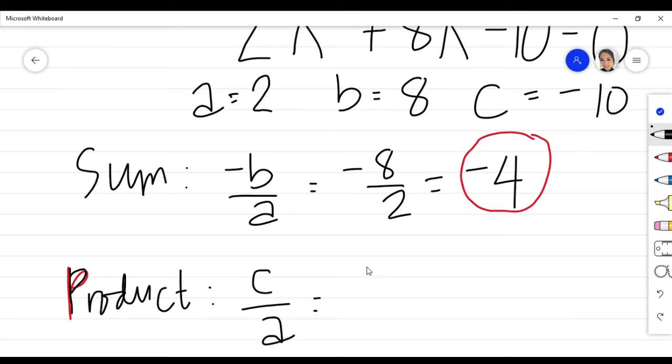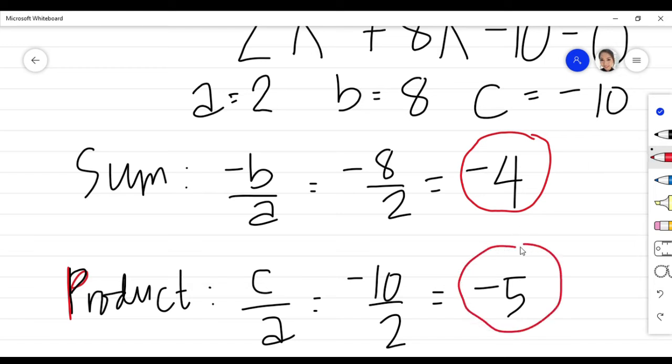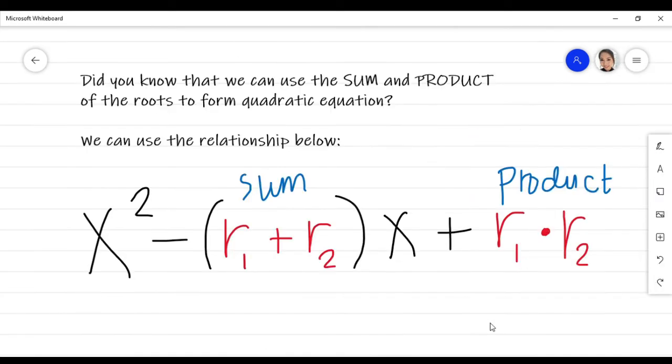So c is negative 10 divided by 2. The answer is negative 5. So the product of the roots is negative 5. Did you know that we can use the sum and the product of the roots to form a quadratic equation? We can use the relationship below.